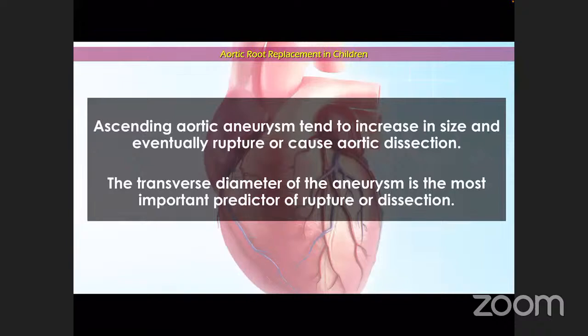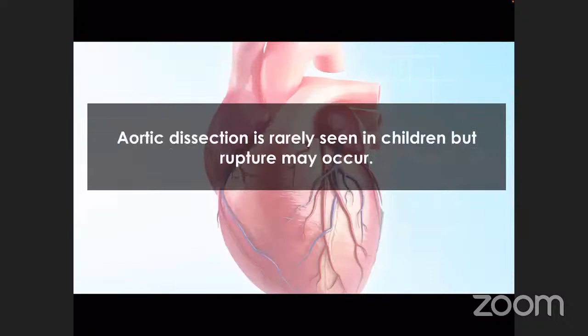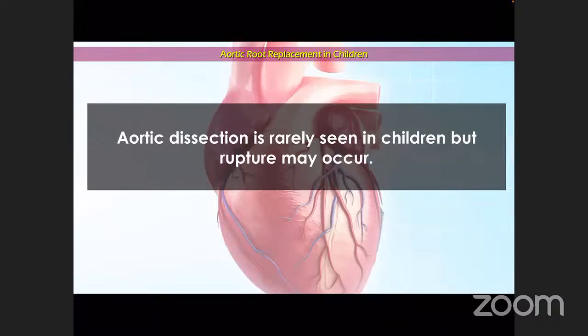Unfortunately, ascending aortic aneurysms tend to increase in size and eventually rupture or cause aortic dissection. And the size or the transverse diameter of the aneurysm is the most important predictor of rupture or dissection. Aortic dissection is rarely seen in children, but rupture may happen.